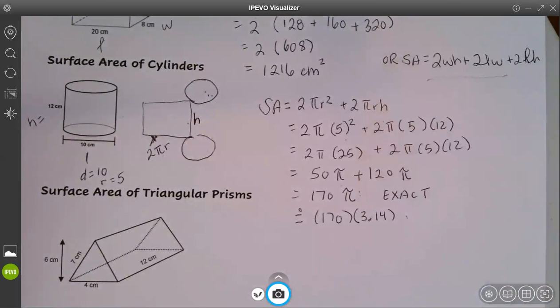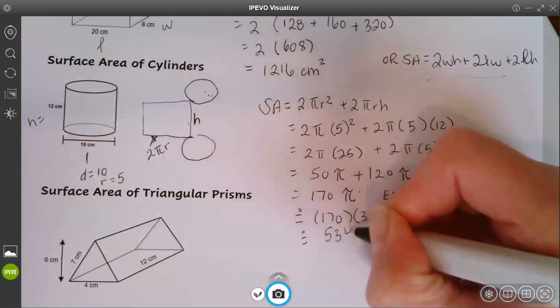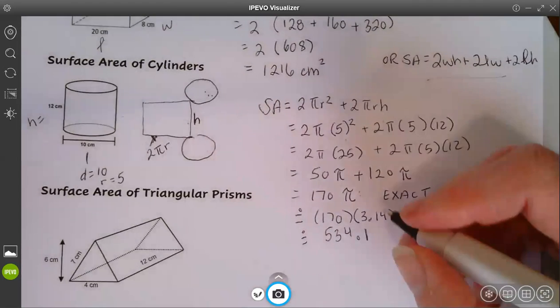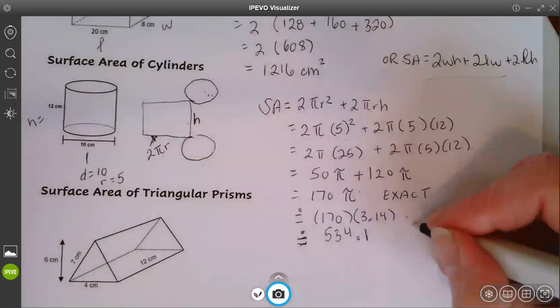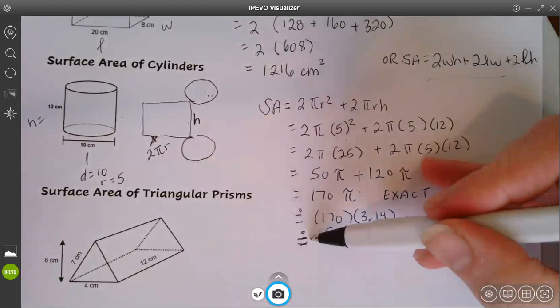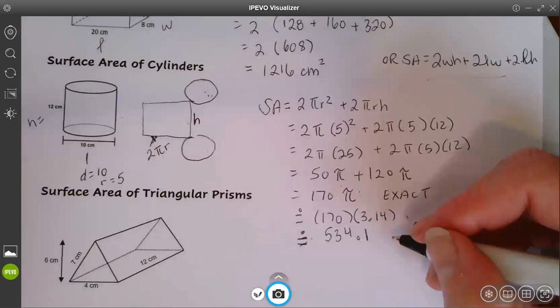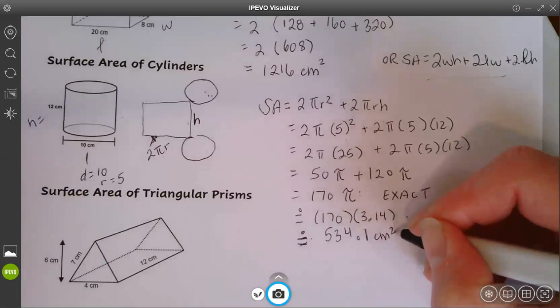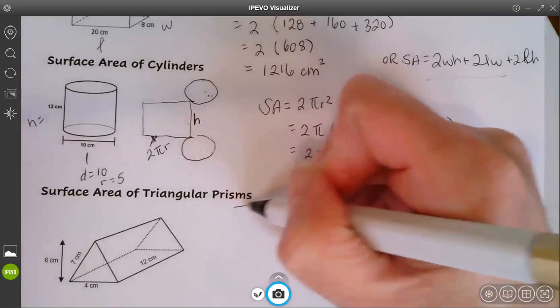I'm going to use the pi button on my calculator, and I'm going to multiply that by 170. And so I get an answer of 134.1. And because I have rounded that, this is now an approximation. So I use the appropriate symbol, which is to have an equal sign with the dot over top. And the last thing we need to do is include our units, centimeters squared. So we're starting to encroach on some of our other space here.